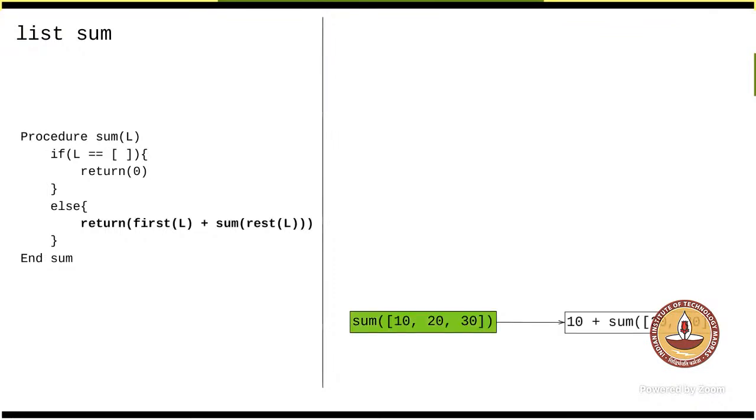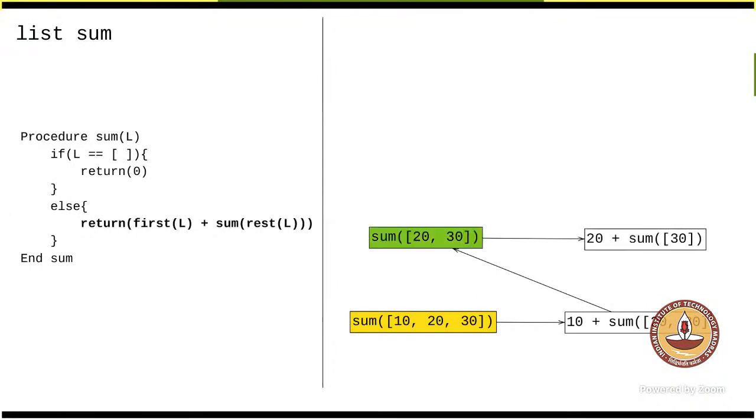Okay, right. So I hope all of you see this. The first of L is 10 and the rest of L is nothing but the list containing 20 comma 30. So that is the return. Now, where do we go from here? New element will be sum of 20, 30. Correct. So this will be suspended and then you start with sum of 20, 30. The return value for that is 20 plus sum of the list 30.